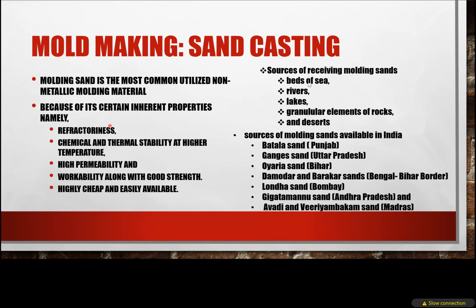The sources are beds of sea, rivers, and lakes, granular elements of rocks, and the deserts. The sands available at these places are generally used as molding sands. Sources of molding sand available in India. What is the availability in India?